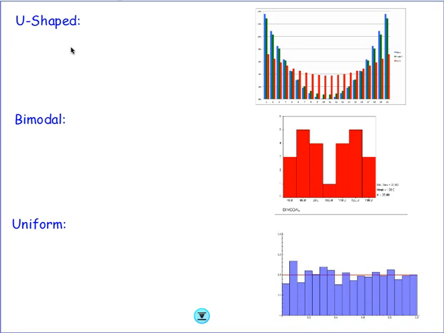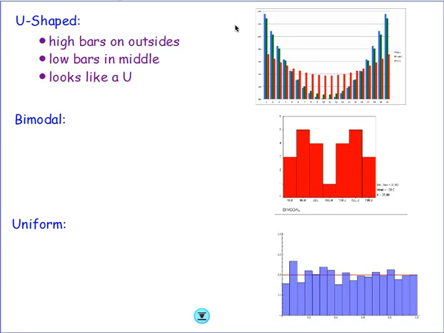U-shaped, pretty much self-explanatory. Your high bars are here on the outside. As you can see, there's actually 3 different examples in this picture. There's blue bars, green bars, and red bars. All 3 of these are U-shaped. Your lows are in the middle.